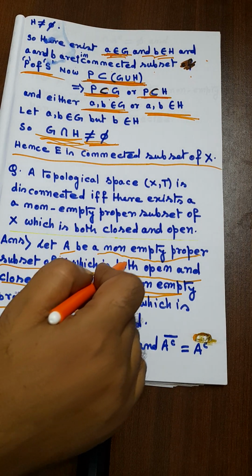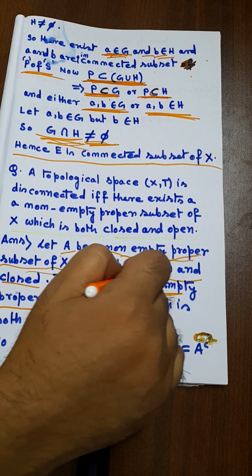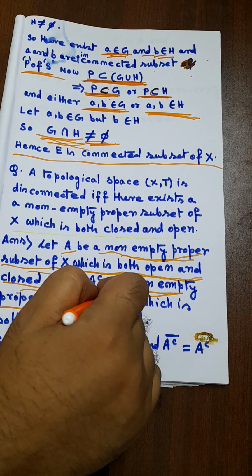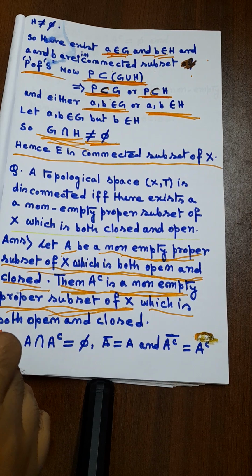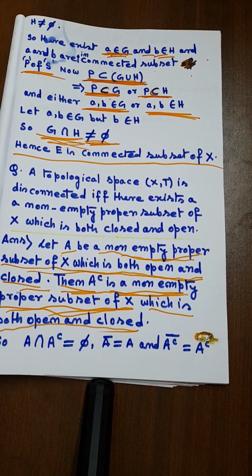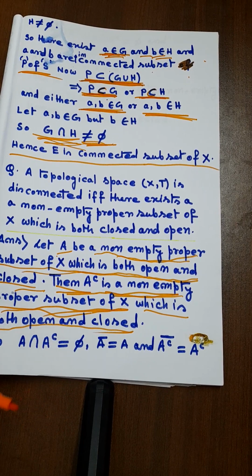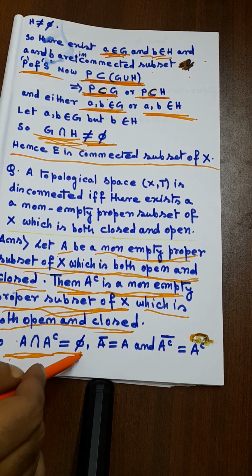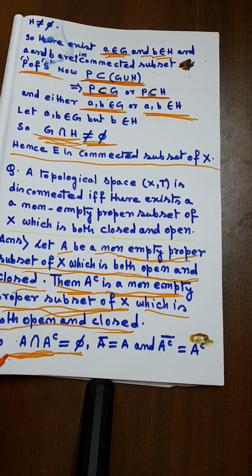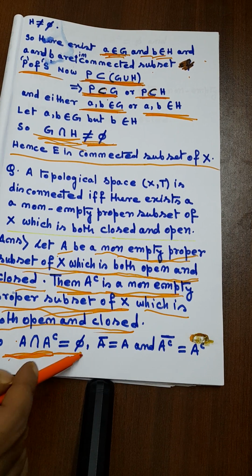So let A be a non-empty proper subset of X which is both open and closed. Then A complement is a non-empty proper subset of X which is both open and closed. That will be both open and closed because this is complement, and it belongs to X. So we can say that the intersection of A and A complement is phi. Always the intersection of a set and its complement will be phi. If you know the definition of complement, you will understand why this is phi.